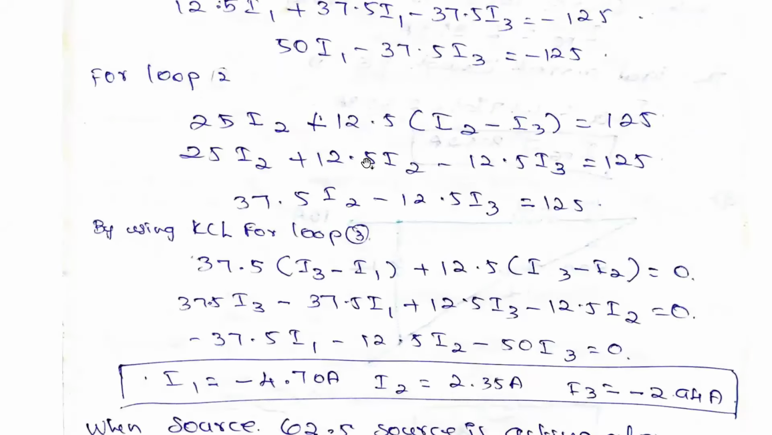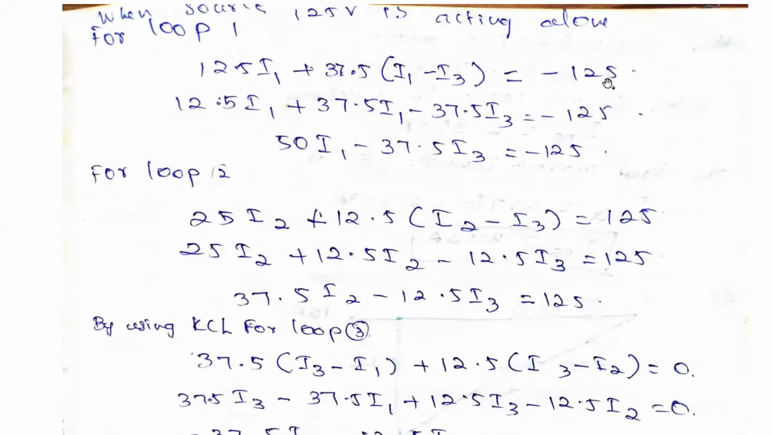So we take this equal to minus 125, or plus 125 is equal to 0, you can take it like that also. Simplifying this, we get equation 1 as 50 I1 minus 37.5 I3 is equal to minus 125. This is the equation from loop 1.